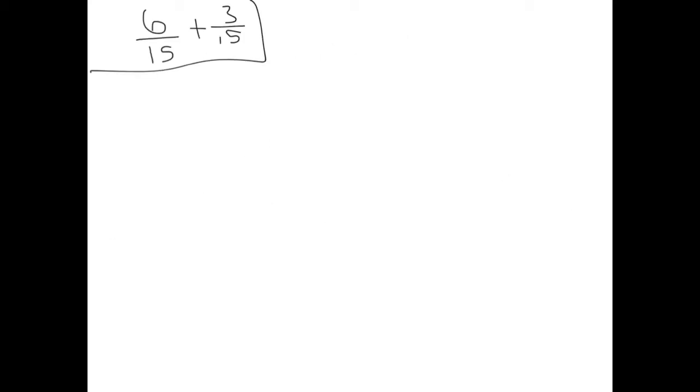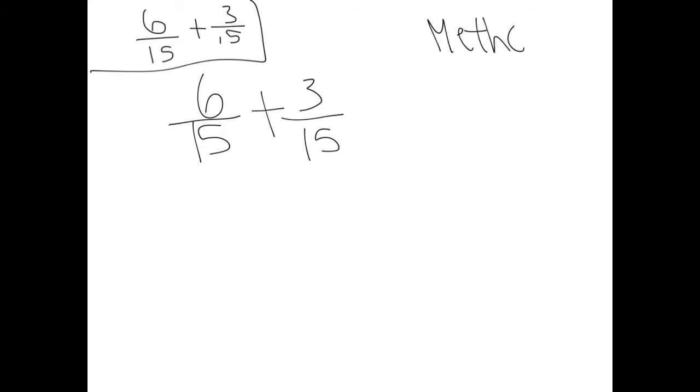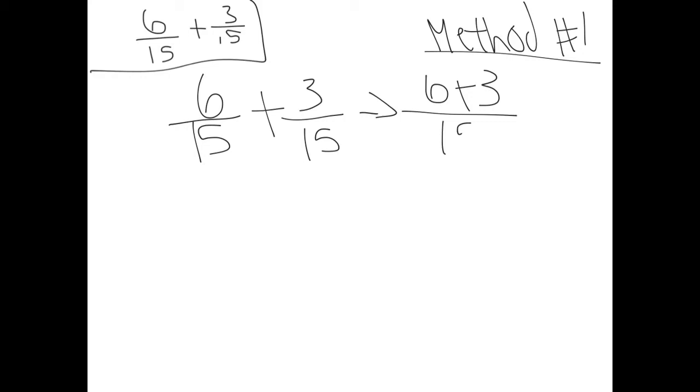Today's lesson we learned about how to add fractions. So we have 6/15 plus 3/15. And I'm going to use method 1. Now since we have the same denominator, we don't have to worry about anything. We just need to add 6 plus 3, which equals 9/15. And that can be simplified.